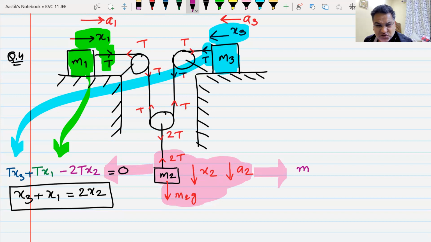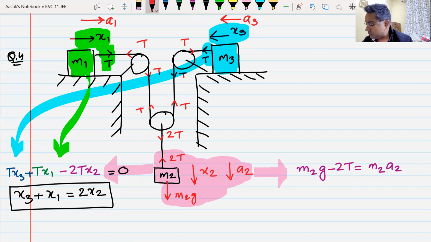2A? How did you get 2A? Universe is beautiful. Only see what you can see. Don't see what you don't see. Try again. M2G minus 2T equals M2A2. M2A2. There is not 2A, 3A, 4A. Okay. This is the pink equation. Well done. Let us now move on to this blue gentleman.